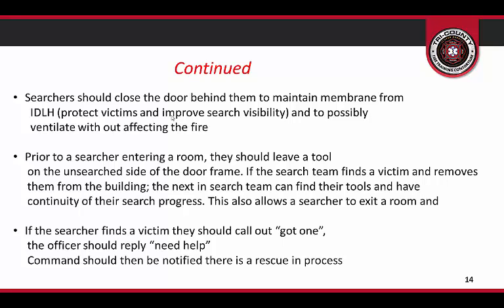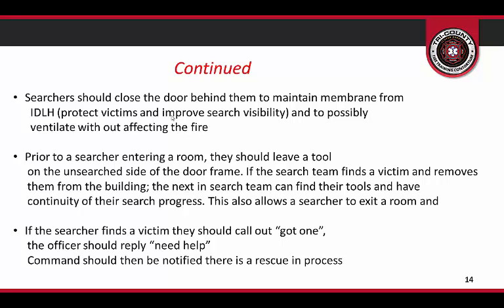Prior to a searcher entering a room, they should leave a tool on the unsearched side of the door frame. So if you go in a room and find a victim and come out, and the search team leaves, that tool on the unsearched side of the door gives continuity to that next incoming crew. So they can go right to that tool and start where your search left off.